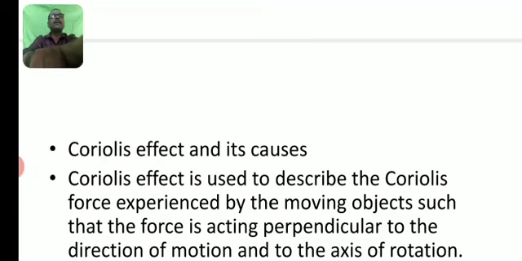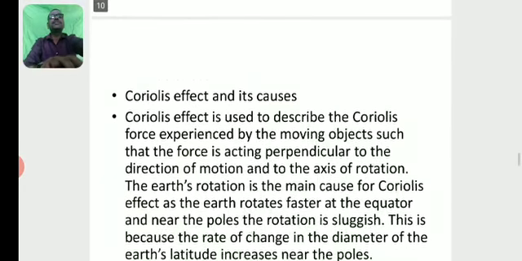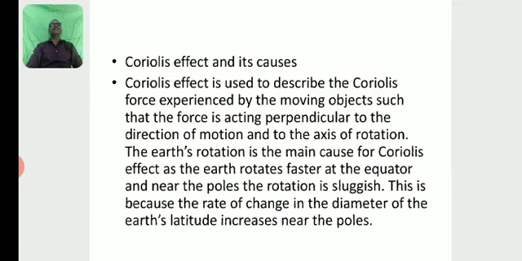Coriolis effect and its causes. Coriolis effect is used to describe the Coriolis force experienced by the moving objects such that the force is acting perpendicular to the direction of motion and to the axis of rotation. The Earth's rotation is the main cause of Coriolis effect, as the Earth rotates faster at the equator and near the poles the rotation is sluggish. This is because the rate of change in the diameter of the Earth's latitude increases near the poles.